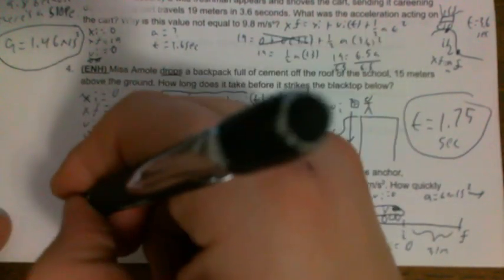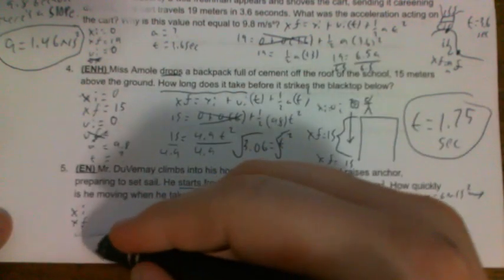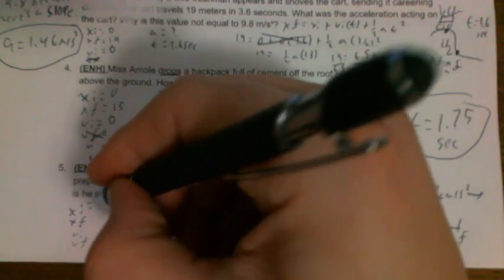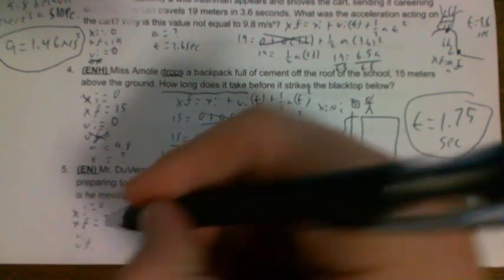Let's go ahead and gather our variables up. On the equation sheet, we can see that our variables are xi, xf, initial and final position, vi and vf, initial and final velocity, and a and t for acceleration and time. So let's take a look at what we got. xi we can always call 0, that's fine. xf is the final position, the length of the runway, in other words. So in this case, it's going to be 31 meters.